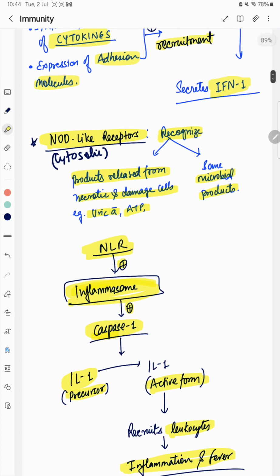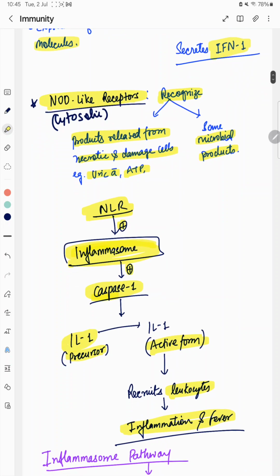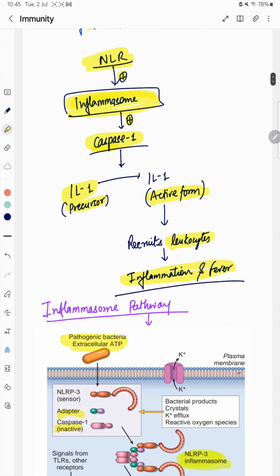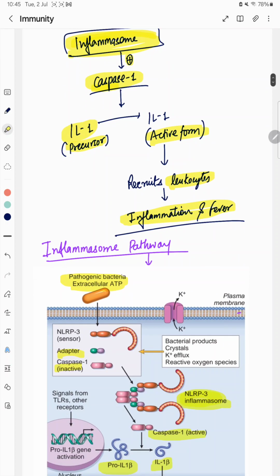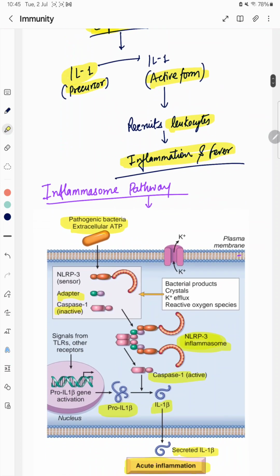NOD-like receptors are cytosolic receptors. They recognize products released from necrotic and damaged cells, for example uric acid and ATP, and they also recognize microbial products. NOD-like receptors on activation stimulate the assembly of the inflammasome, which activates caspase-1, which results in the conversion of precursor interleukin-1 into the active form of interleukin-1. Interleukin-1 further recruits leukocytes and results in inflammation and fever.